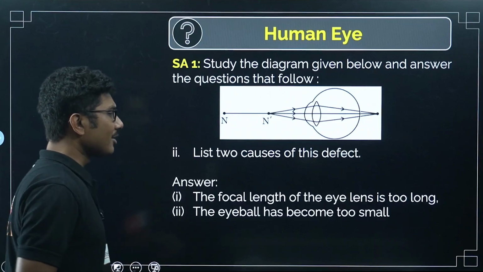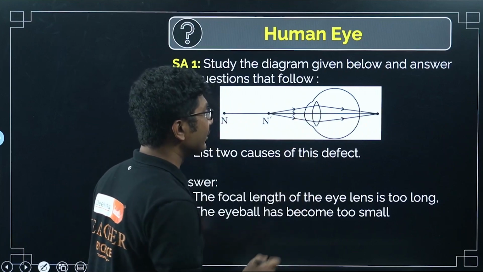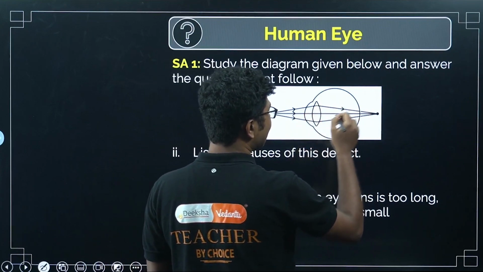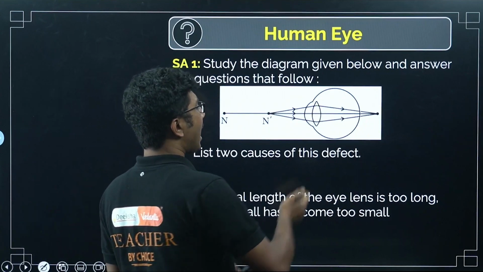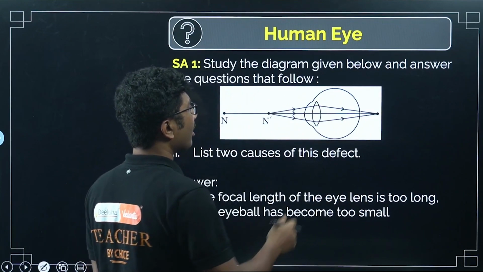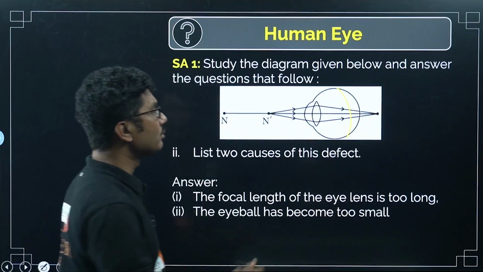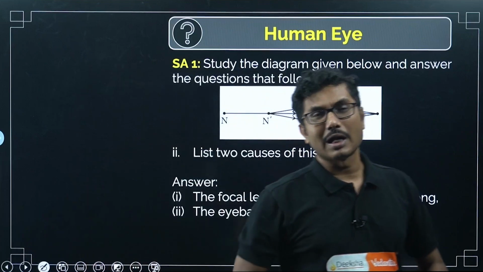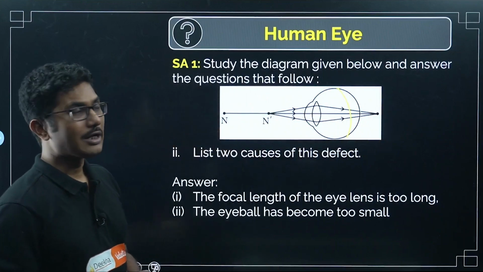So the focal length of the eye lens is too long. Obviously the focal length of the eye lens is too long, so it cannot converge the rays onto the retina anymore, or the eyeball has become too small. So either the focal length of the lens has become too long, or the eyeball has become smaller in size, so the ray which used to focus on the retina is no longer able to be focused on the retina, and you are not able to see closer objects.